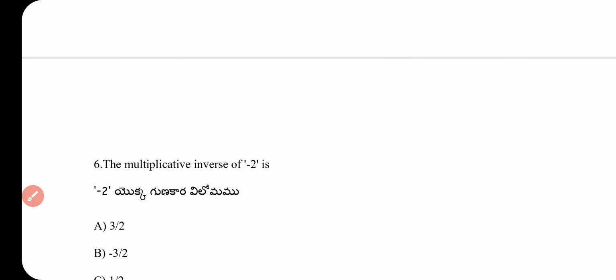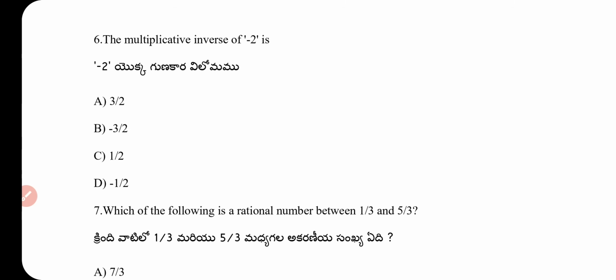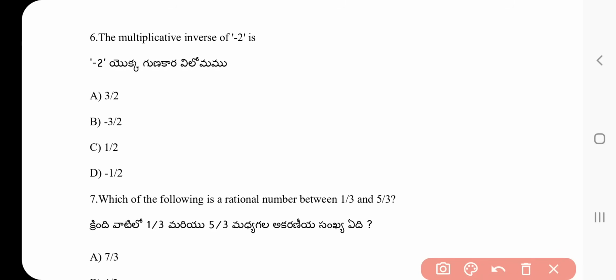Question number 6. The multiplicative inverse of -2: 3 by 2, -3 by 2, 1 by 2, -1 by 2. What is the correct answer? Correct answer is -1 by 2. The multiplicative inverse of -2 is -1 by 2.